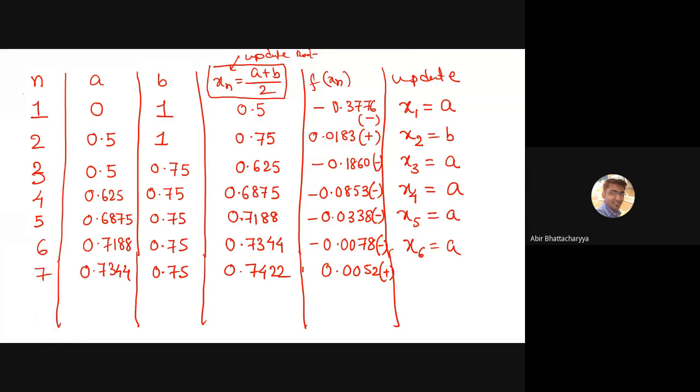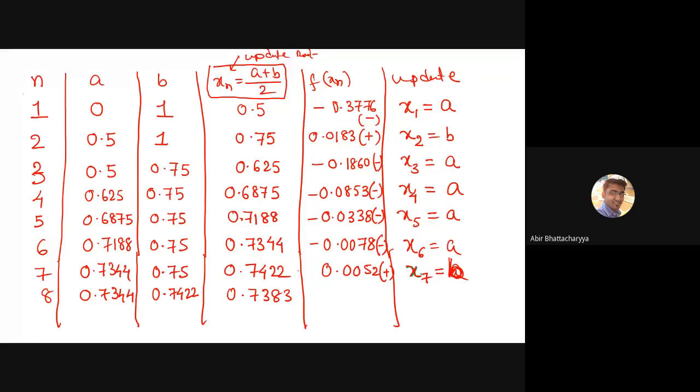What we'll do, let's do it like x7. x7 is equal to b, because it's positive, so it's b. So b will be replaced, and it's something like this, and 0.7422. I will get 0.7383.